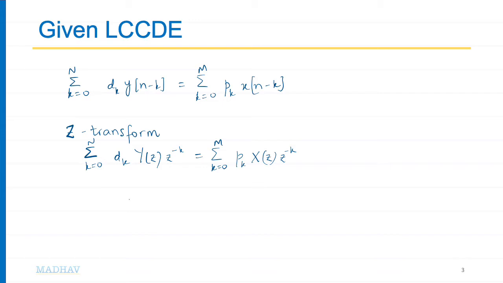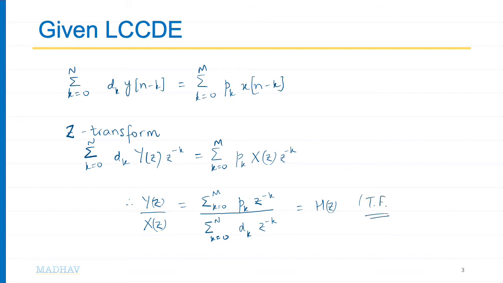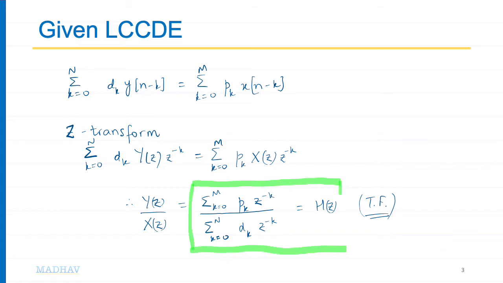Now what is the transfer function here? The transfer function is simply Y(z) upon X(z). We know H(z) is simply Y(z) upon X(z), and we can compute this from the above equation. With a simple rearrangement, this is the form, and this is my transfer function H(z). That's it. This is how we find the transfer function for an LCCDE.